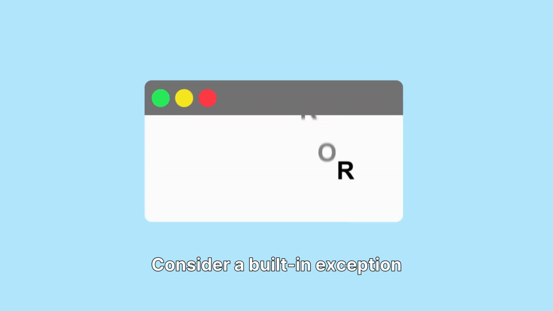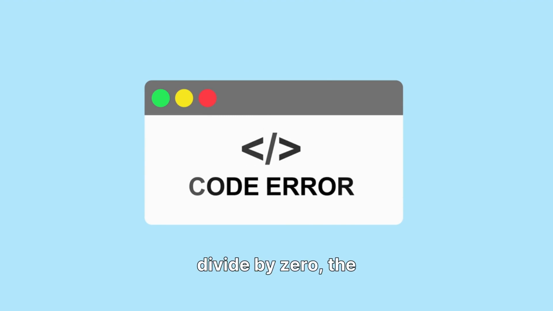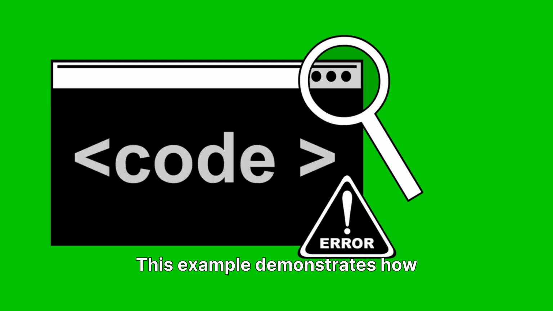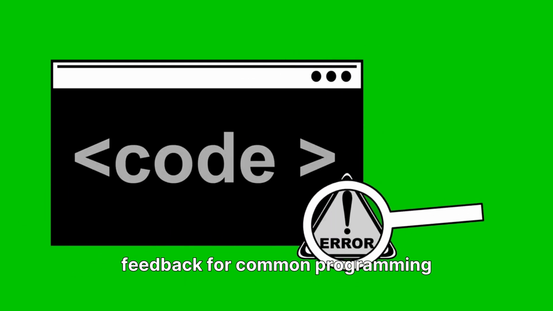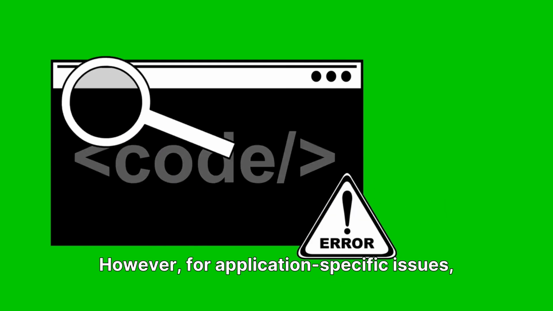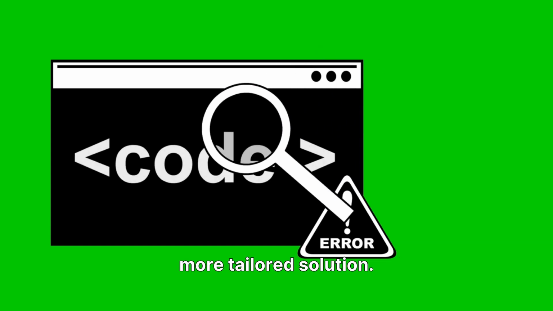Consider a built-in exception like DivideByZeroException. If you attempt to divide by zero, the runtime automatically throws this exception, preventing your program from crashing unexpectedly. This example demonstrates how built-in exceptions provide immediate feedback for common programming errors. However, for application-specific issues, custom exceptions offer a more tailored solution.